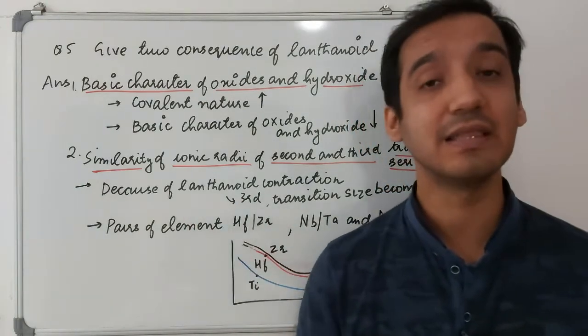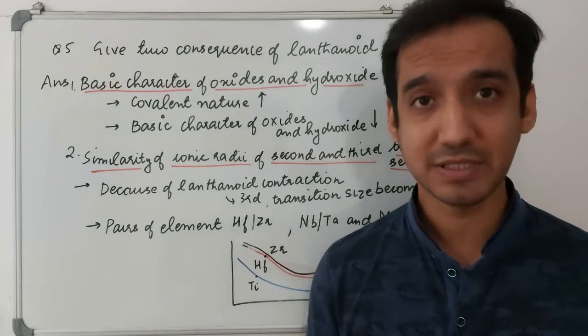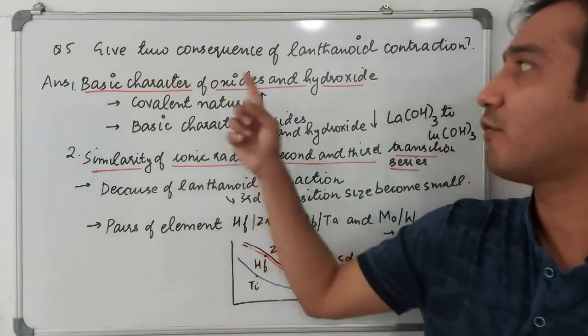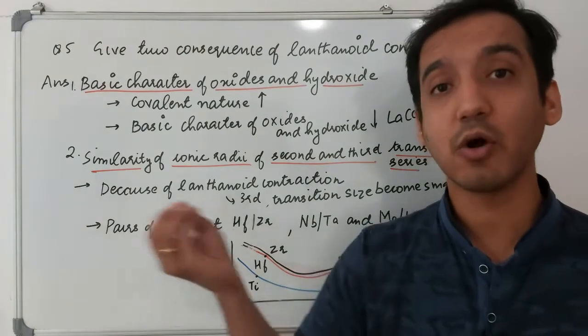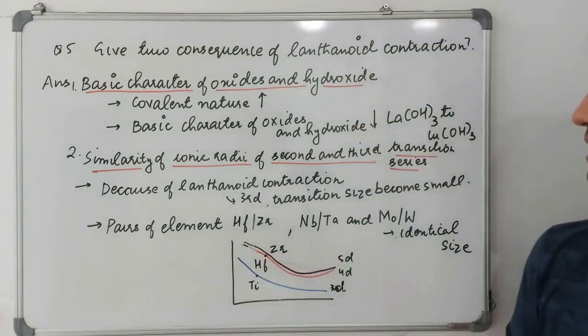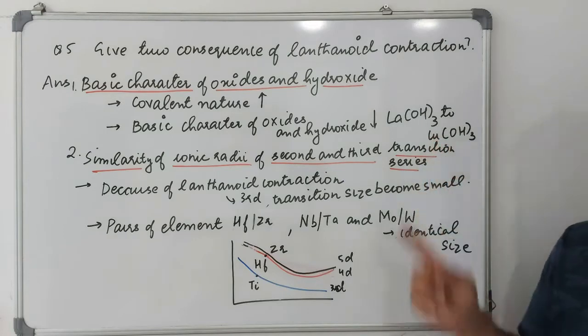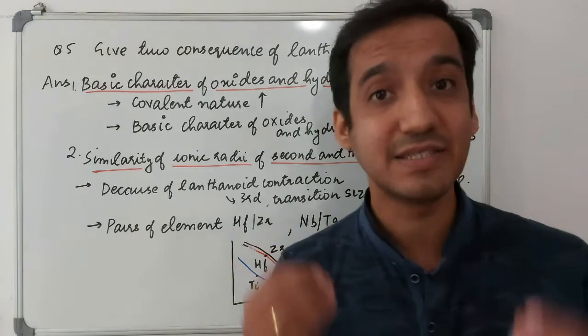There is a decrease in size in the lanthanoid series. First is the basic character of oxides and hydroxides. First thing you have to remember: as you move across the period, what is happening? Size is decreasing from La to Lu, lanthanum to lutetium.